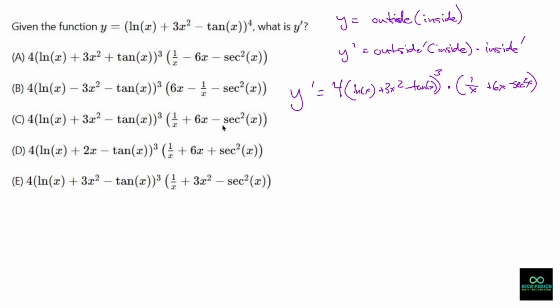So that would be, let me see, all of these have the 4 out front. To the third power, good. Then we have 1 over x plus 6x minus secant squared x. So it's going to be c. I don't like how they're so very similar, but yeah, it's going to be c because we did chain rule.